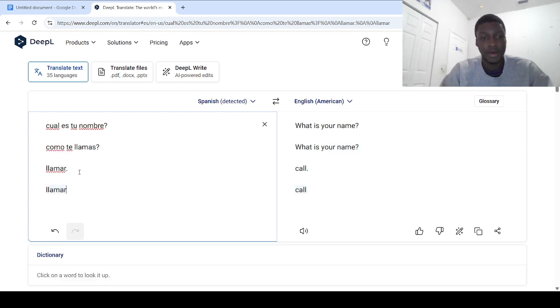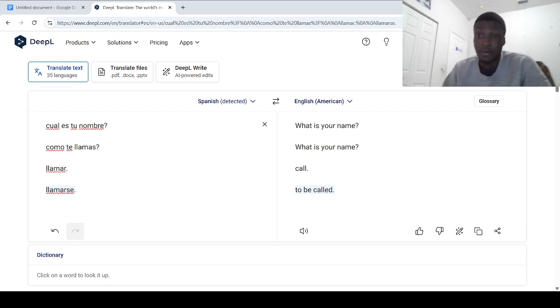So, llamar, right, typically means to call. However, it can be used reflexively. In fact, almost every verb in Spanish can be used reflexively.